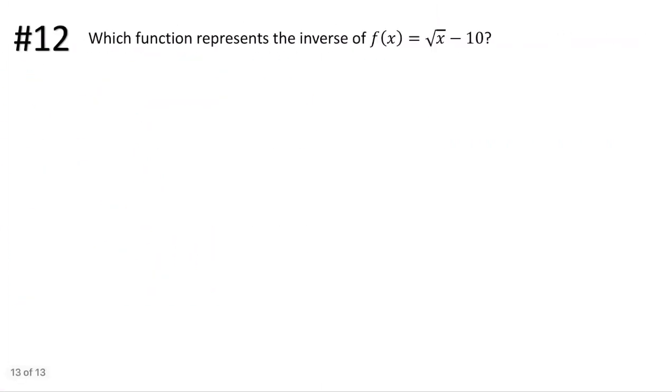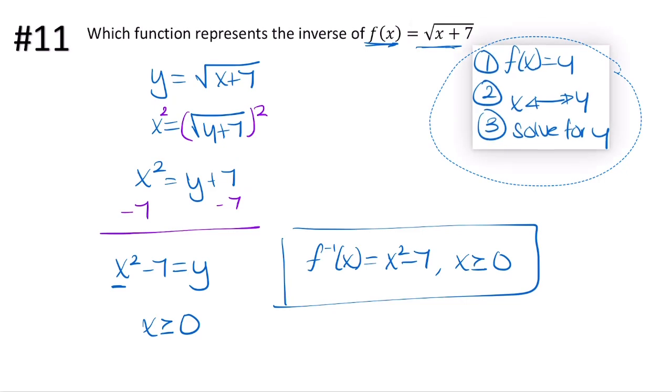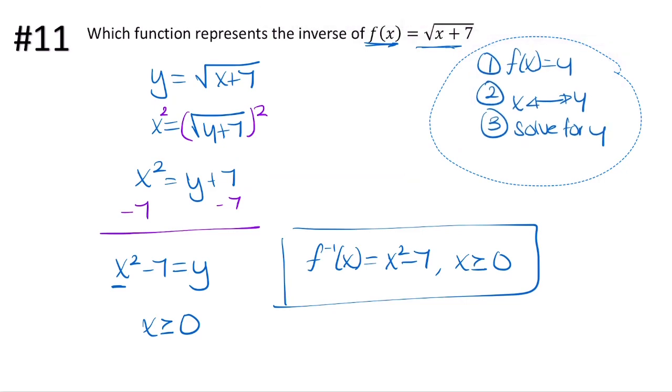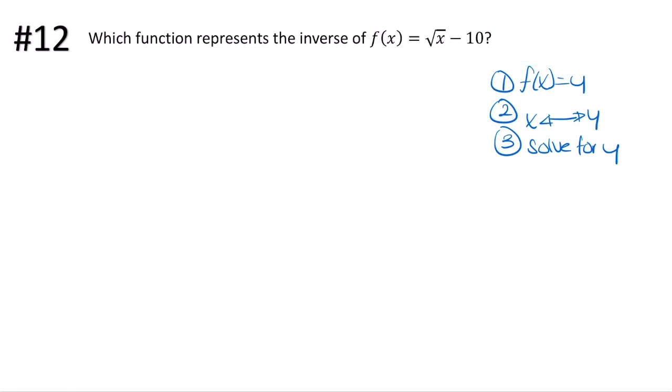So on this problem, we're also once again finding the inverse. So same 3 steps as before, right? These 3 steps where we set f of x equal to y, switch x and y, and then solve for y. I'm just going to copy over here. And then let's go ahead and do that. So we have y equals the square root of x minus 10. Let's switch x and y. X equals the square root of y minus 10. And now let's solve for y.